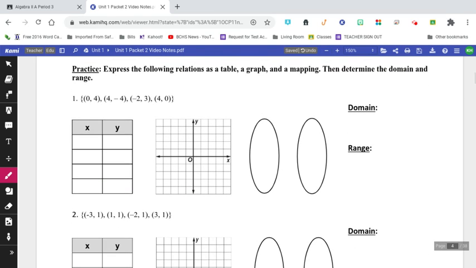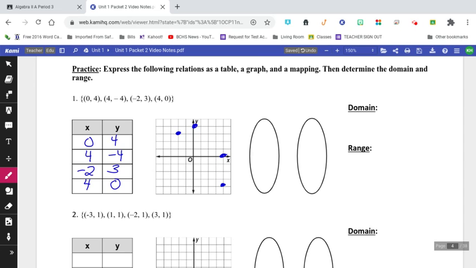Okay, so let's do a couple examples. You can pause at any time. So I will go through each of them. Okay, so first we are expressing our relation in a table. So this time I'm going to do the x with the y. So 0, 4, 4, -4, -2, 3, 4, 0. Then a graph: 0, 4, up 4, 4, -4 over here, -2, 3, and 4, 0.